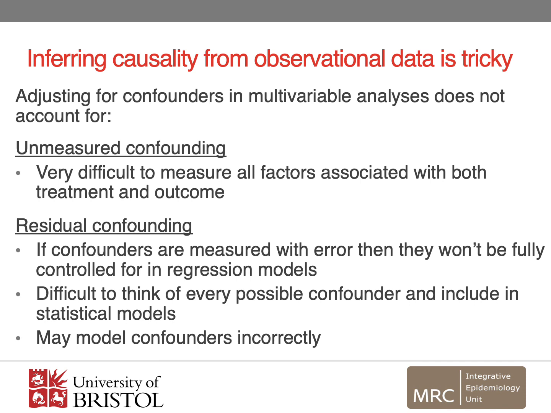So one of the issues is that attempts to adjust for confounders at the analysis phase are not always successful. Adjusting for confounders in multivariable analysis doesn't account for unmeasured or residual confounding. It's difficult to measure or think of all the factors that are associated with both an exposure and an outcome. And even if we do adjust for important confounders, if they're not measured correctly, or they're measured with error, or they're modelled incorrectly, then we won't be able to fully adjust for them in regression models.